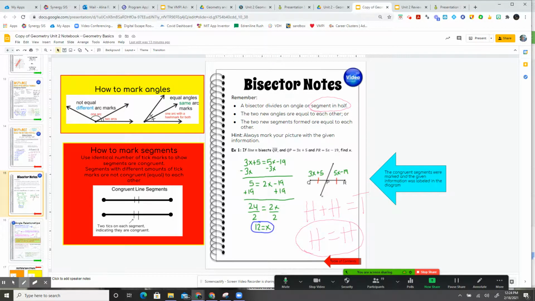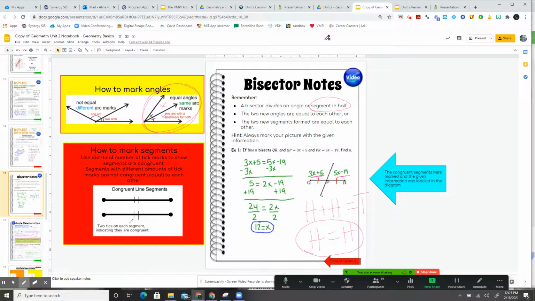So all we did was we take the left side, that 3x plus 5, and we set it equal to the 5x minus 19. And then you solve it and solve for x. With angles, it's going to be exactly the same thing. So this part plus this part is going to equal the total, and the half is going to equal the half. Okay, so this half is going to equal this half.